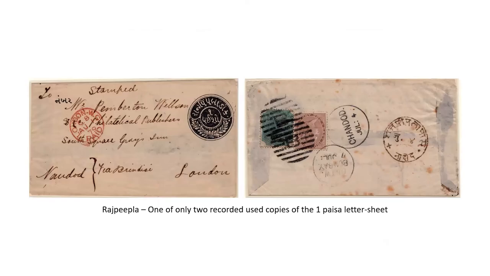Now we move on to Rajpipla. Rajpipla issued letter sheets. This happens to be one of only two known commercially used letter sheets sent to London. One paisa letter sheet. And it's got imperial franking because 4.5 annas, five annas was the postal rate for letters at that time from India to England.